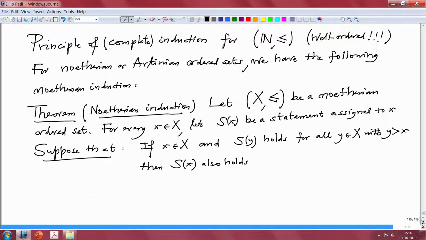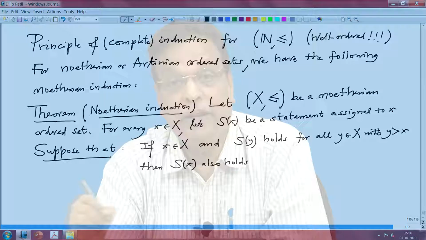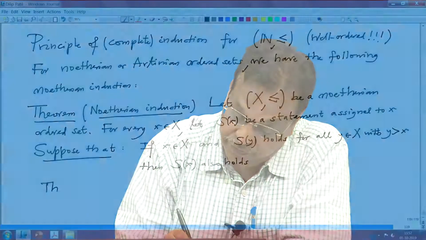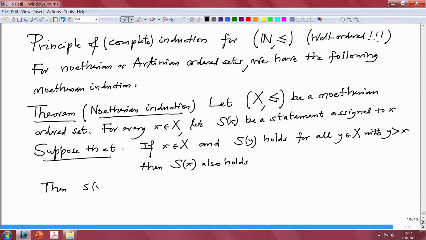This is the assumption. You see, this is the replacement for what we were assuming there: suppose the statement holds up to n, then it holds for the next one, but this is a little bit opposite. Then if you assume this, Sx holds for all x in X. So, in short, if you want to check that Sx holds for all x, then you have to check that it holds for strictly bigger elements than x. So, the proof is very simple.